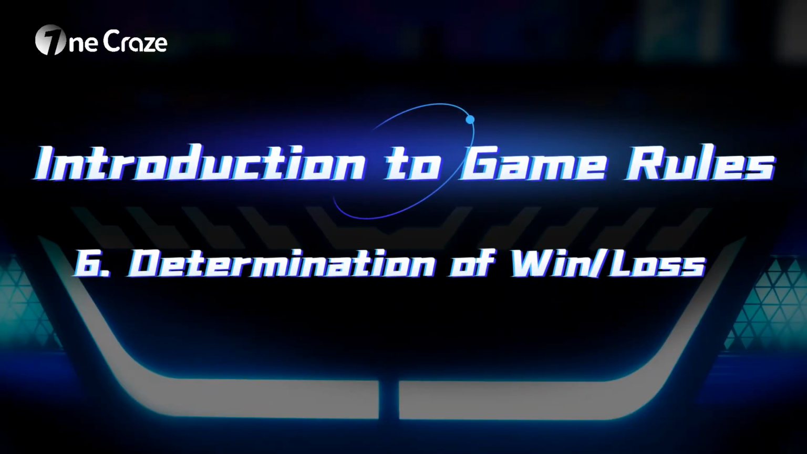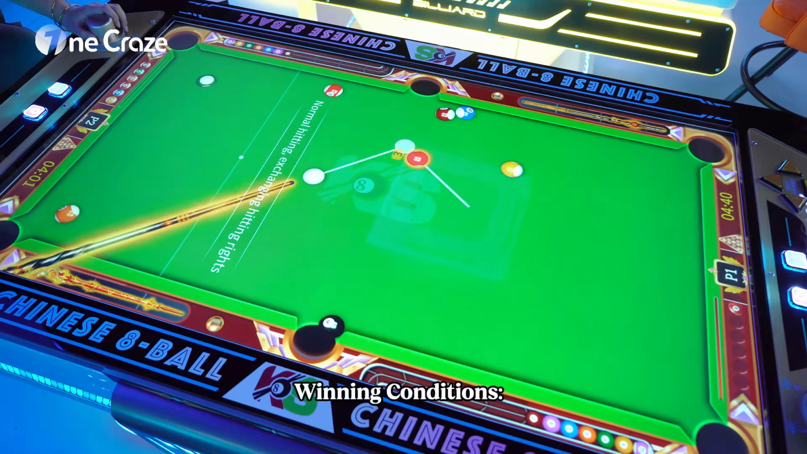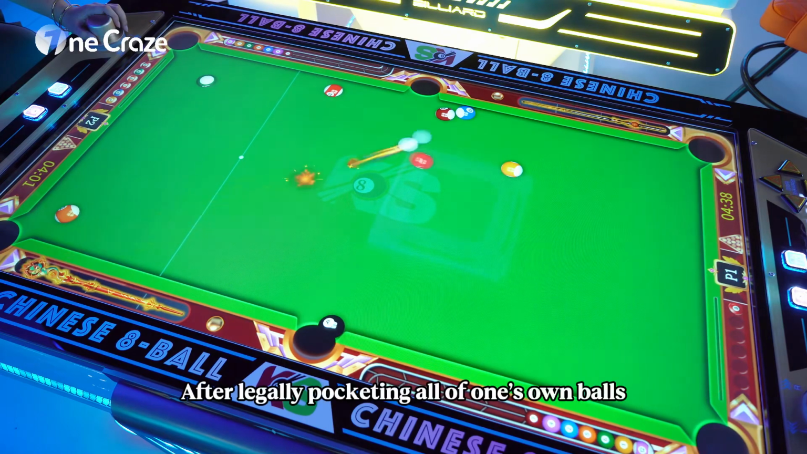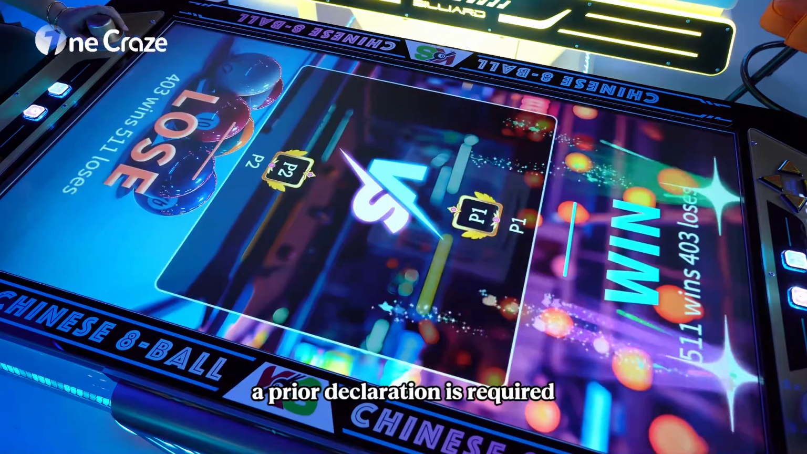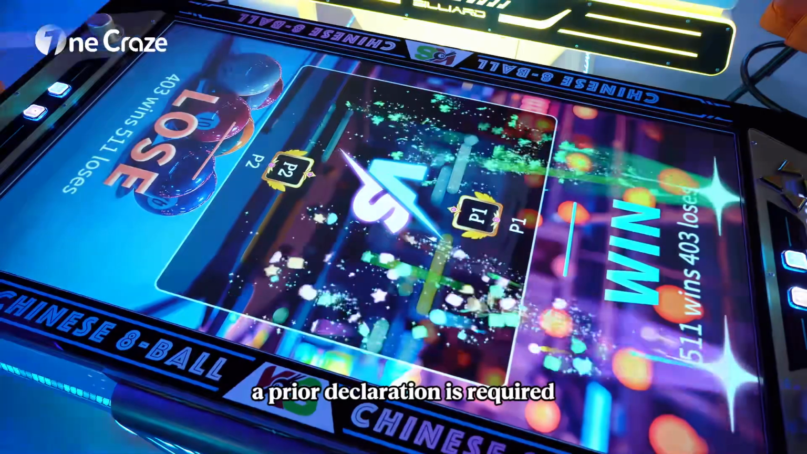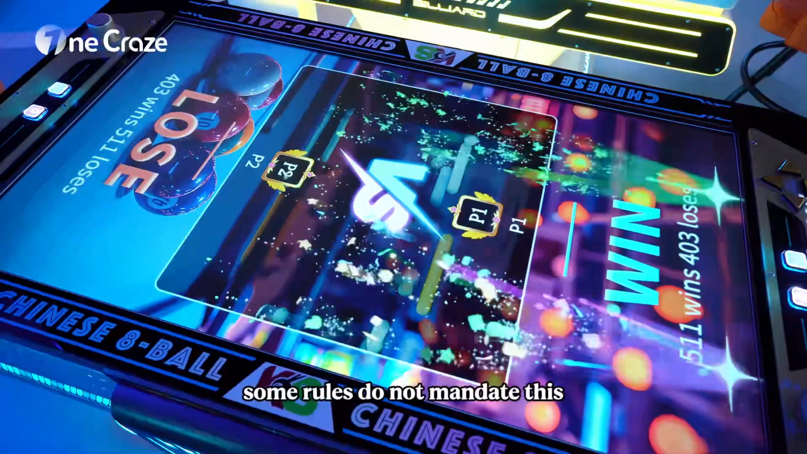6. Determination of win-loss. Winning conditions. After legally pocketing all of one's own balls, legally pocket the 8 ball into the designated pocket. A prior declaration is required. Some rules do not mandate this.